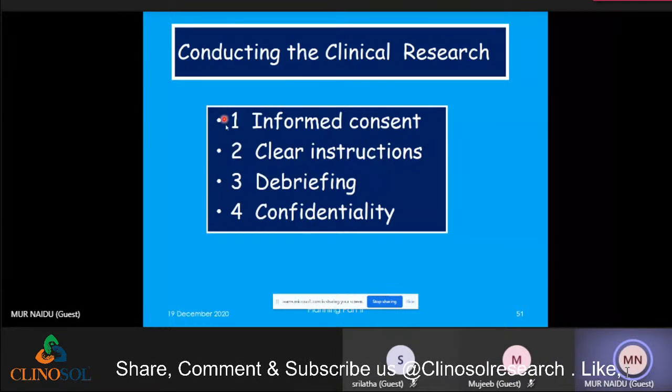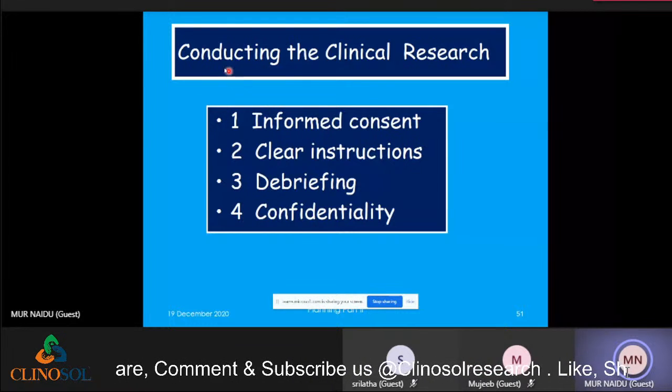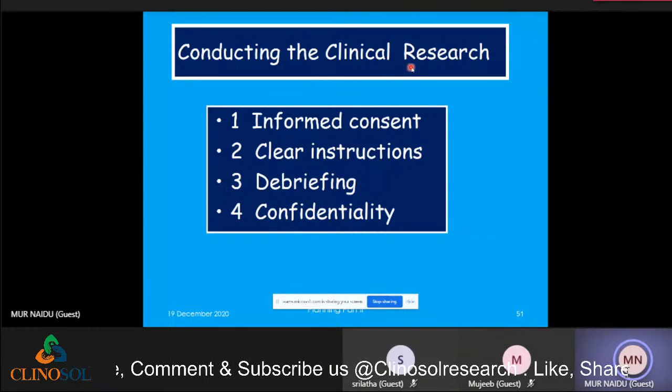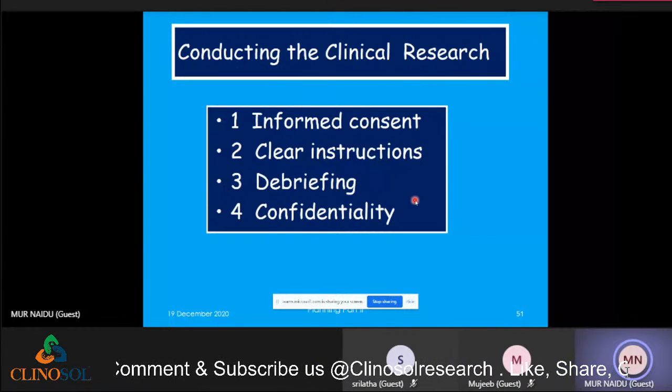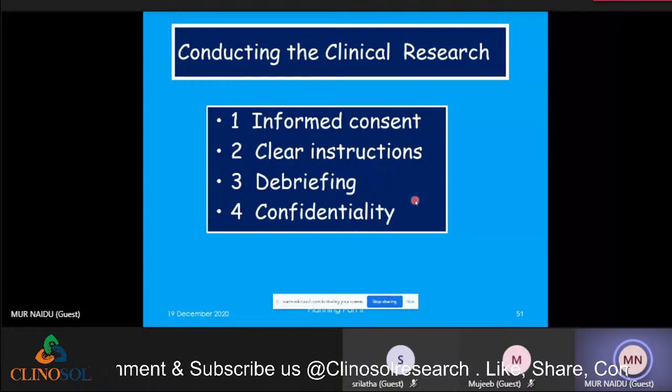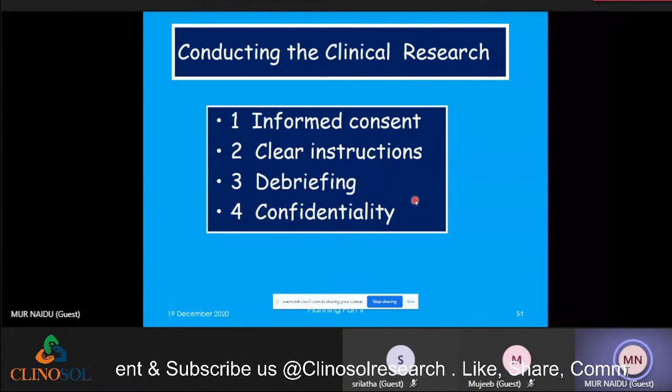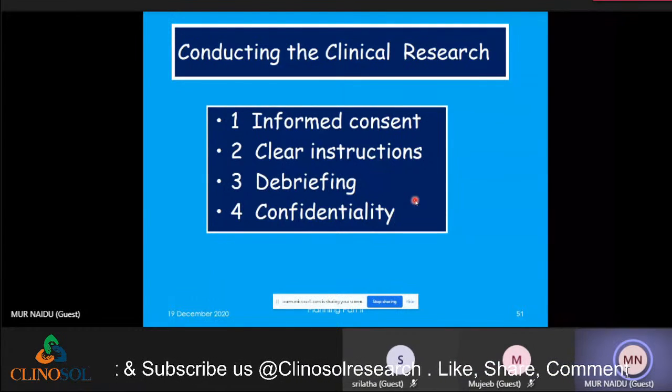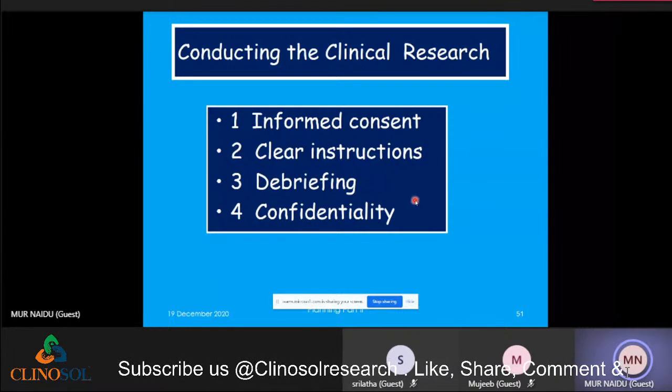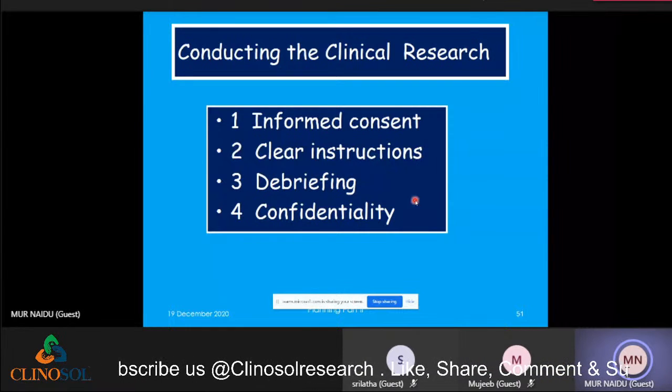So these are the four main things in clinical research. There are so many others, but these are the four things one has to remember whenever you are conducting clinical research or a clinical trial in human subjects.